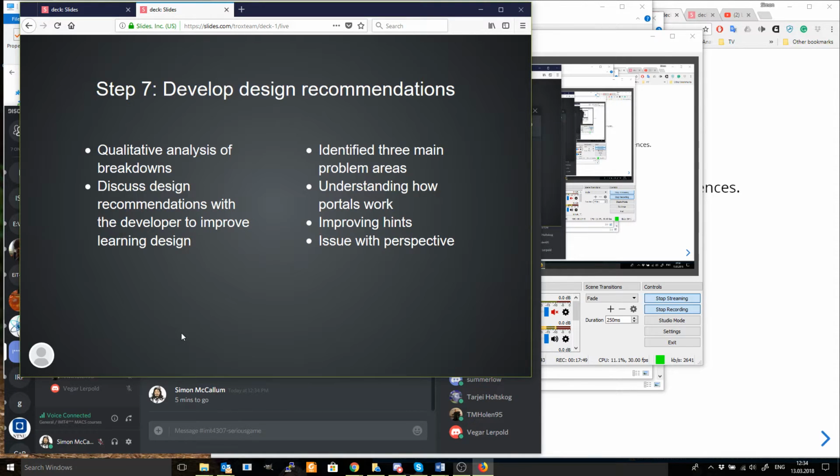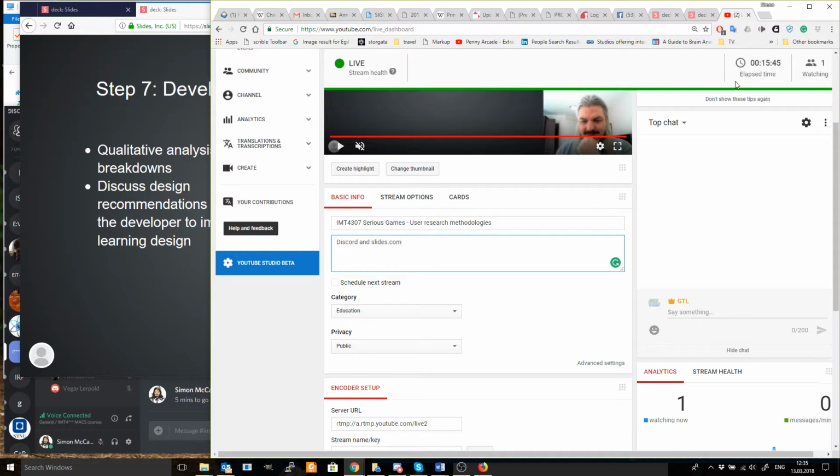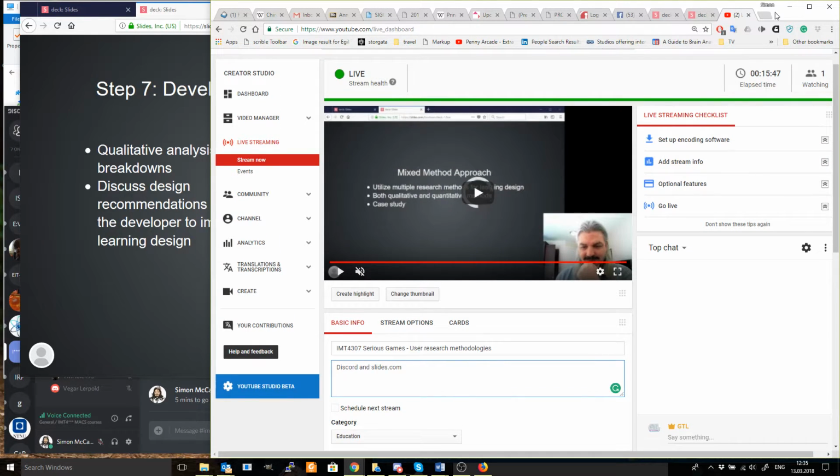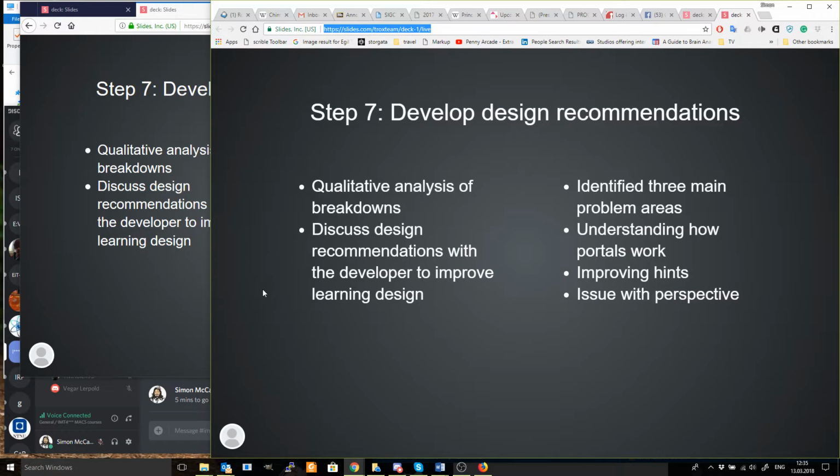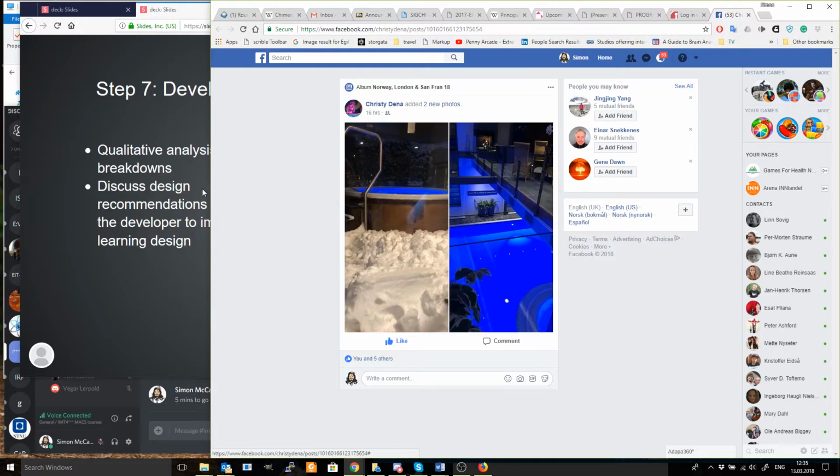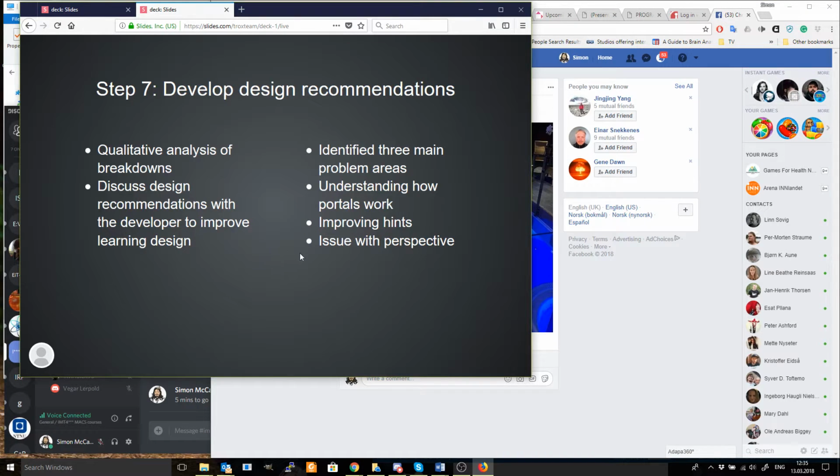In Portal, they identified three main problem areas. The first one, which they saw in level 3 and 5, was the basic understanding of how portals work. The second one was that you need to improve the hint system and how players were introduced to new game mechanics. And the third issue was that for level 8, the level design caused one of the hints to be obscured.